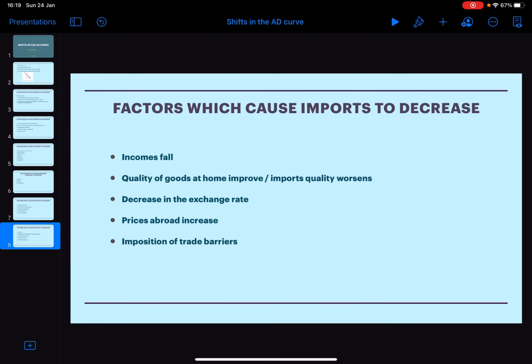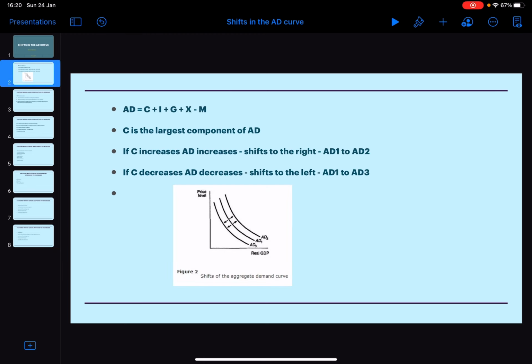Oh, and that is the end. So all of these are things which cause a change in aggregate demand. Think about your aggregate demand formula. So if any of those factors in the formula change, then that's going to shift the aggregate demand curve.